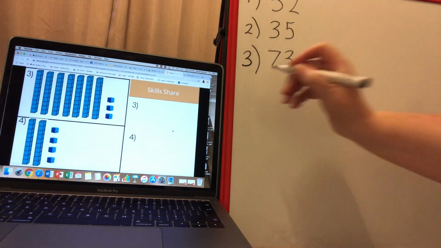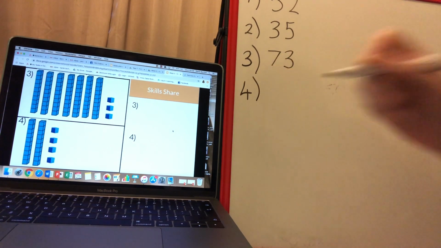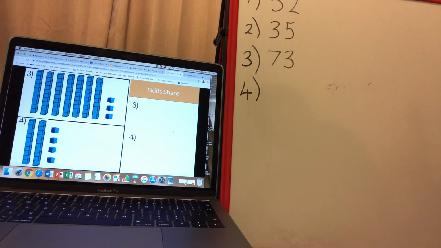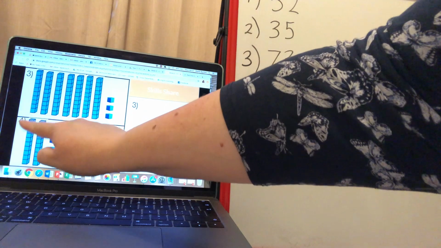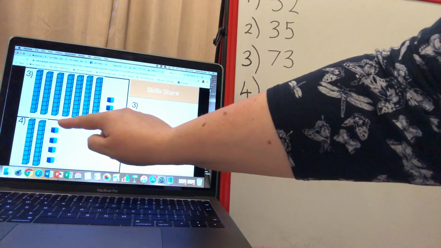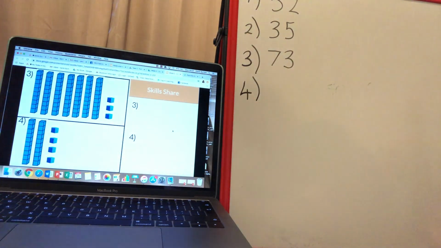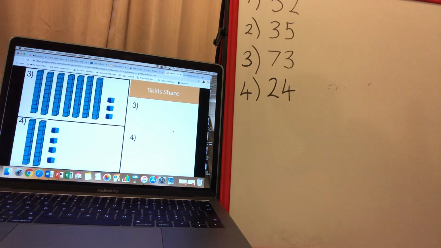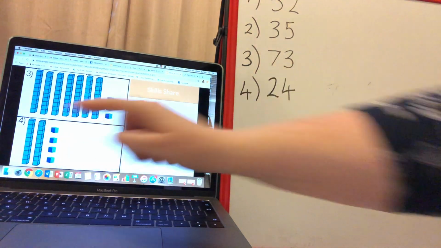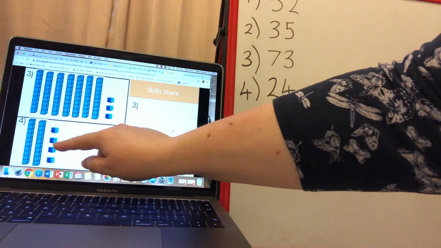Okay, the fourth question for me. Can you tell your parent how you think I'm going to do this one? I'm going to count the tens rods in tens and then count on the ones in ones. 10, 20, 21, 22, 23, 24. 24. 2 tens, you can see there are 2 tens rods, and 4 ones. There are 4 cubes, aren't there?